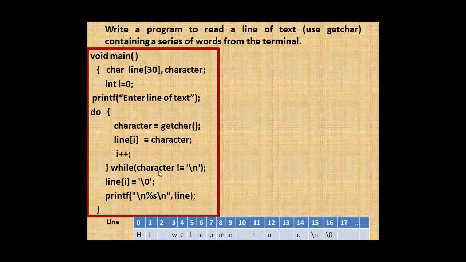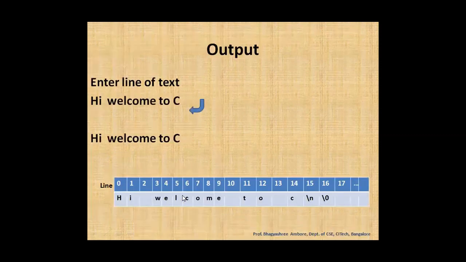Now I'm checking while character, that is /n, is not equal to /n. The condition fails because both are the same. So it comes out. Line of i, which was marking at 16, will be marked with the null character, and it prints that line. So that's why we are getting this output here.